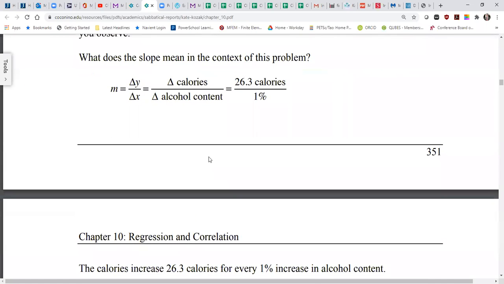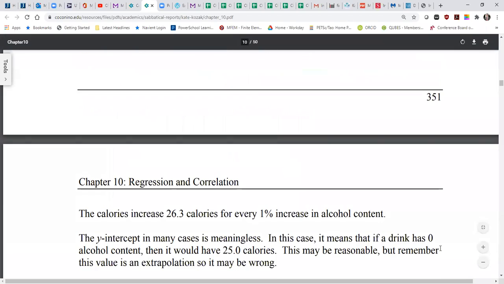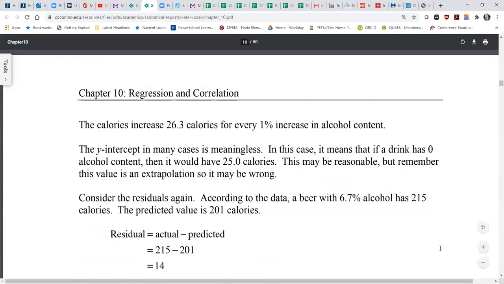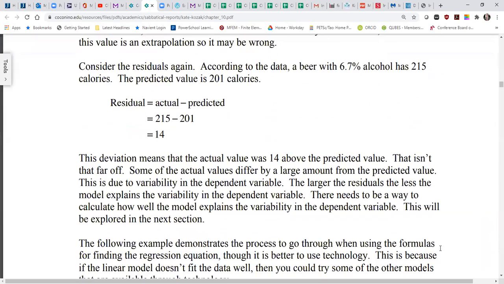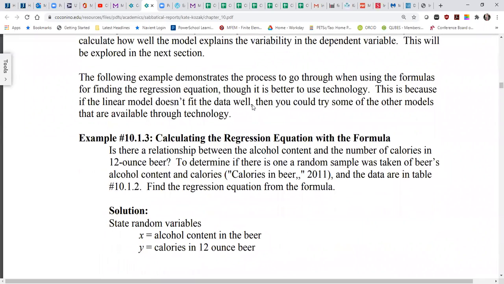Yeah, you can see here, if the slope is like this, right? So that means the calorie increases 26.3 calories for every 1% increase in the alcohol content. And the residual is the actual subtracted with the predicted.